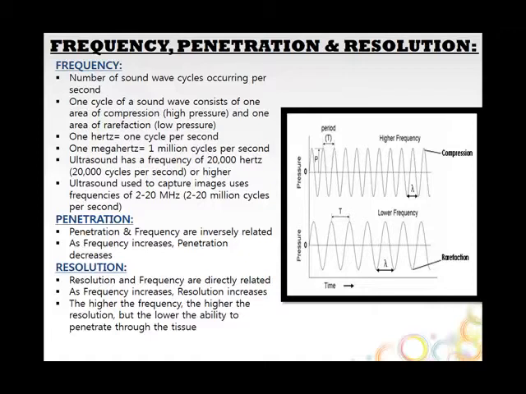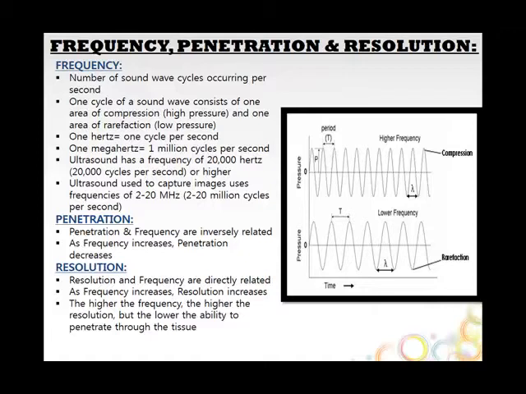So when we're talking about frequency, we use hertz to describe frequency. 1 hertz is 1 cycle per second. In ultrasound, we use megahertz, or 1,000,000 cycles per second. Ultrasound has a frequency of 20,000 hertz or higher. This is how we create ultrasound. Ultrasound used to capture images uses 2 to 20 megahertz. So we're talking about 2 to 20 million sound wave cycles per second. And this is how high of a frequency we need to be able to make an ultrasound image.